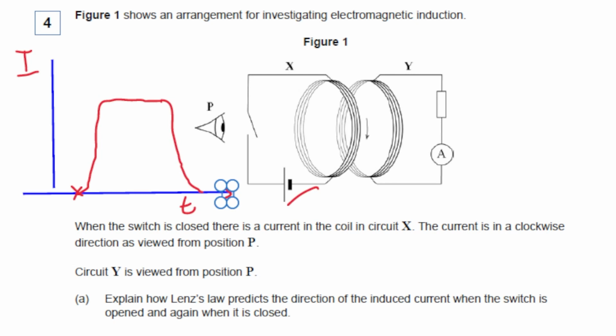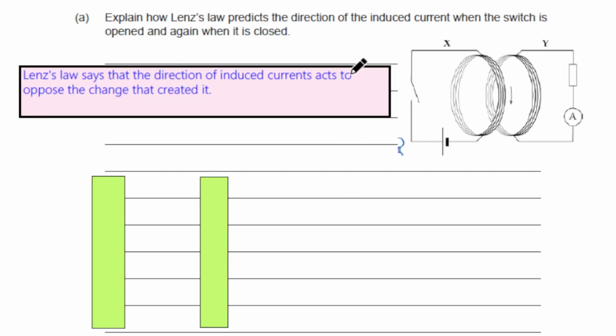In order to explain how Lenz's law predicts the current and direction of the induced current, that is in coil Y of course, we have to think about what's going on in coil X. So I'd say, first of all, write out Lenz's law. I tell my students to learn this as a definition. Lenz's law says the direction of the induced current acts to oppose the change that created it. And of course, to get the marks, you've now got to go on and explain that.